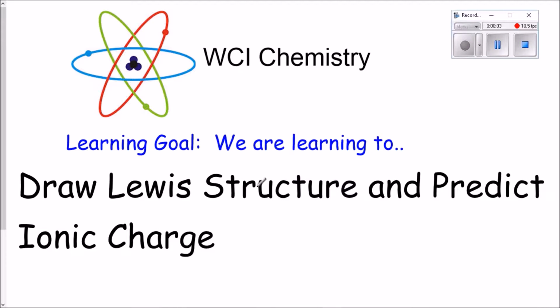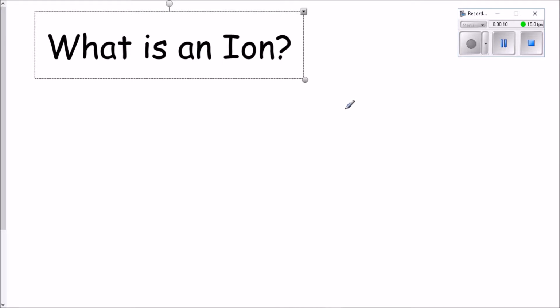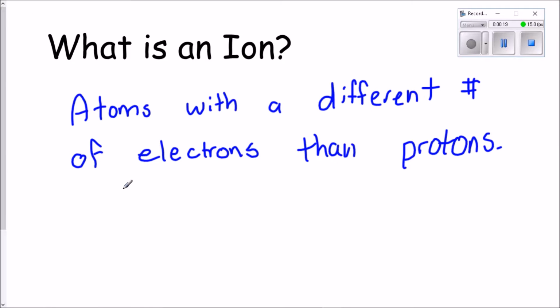Today what we're going to do is learn how to draw Lewis structures, Lewis dot diagrams as well, and predict ionic charge. Well, first of all, what is an ion? An ion is an atom with a different number of electrons than protons. Now recall, this means that the atom will actually have an overall charge.